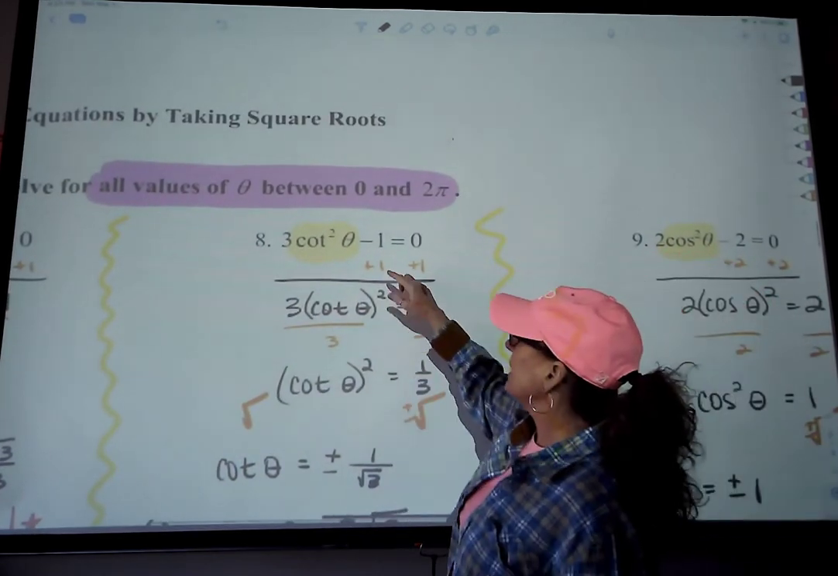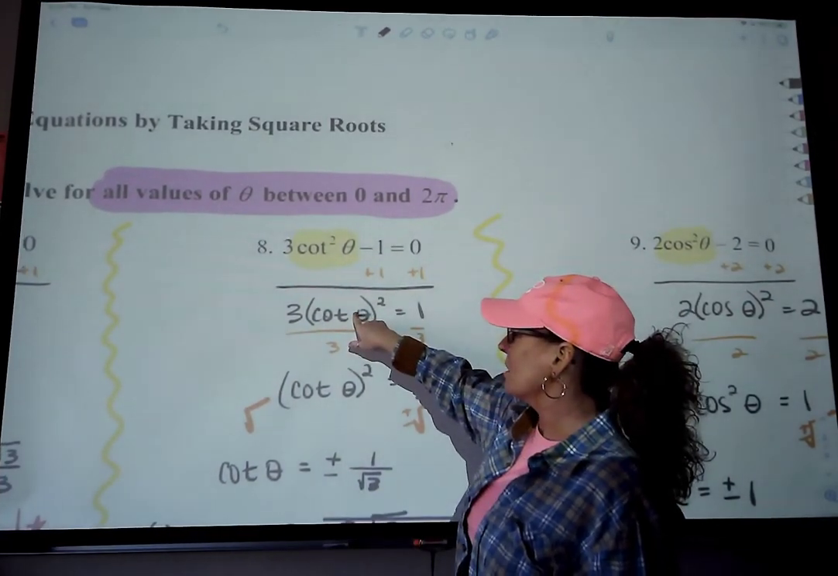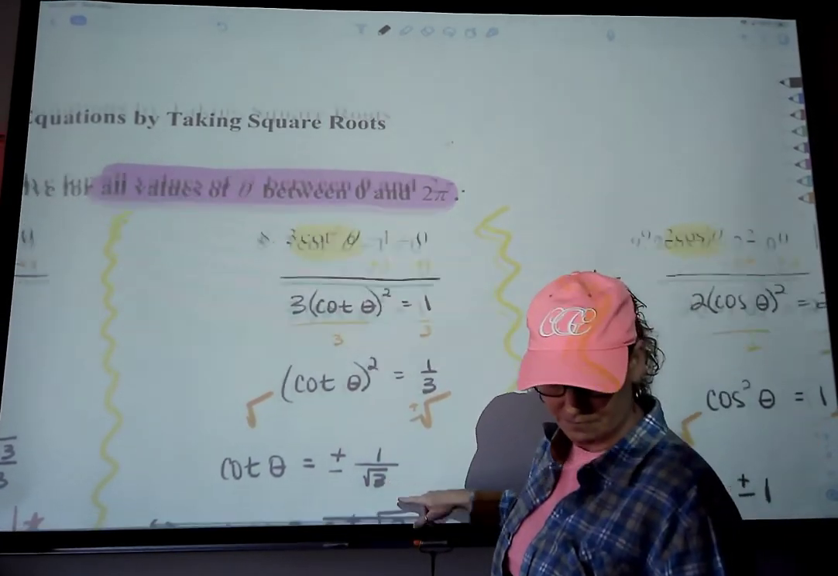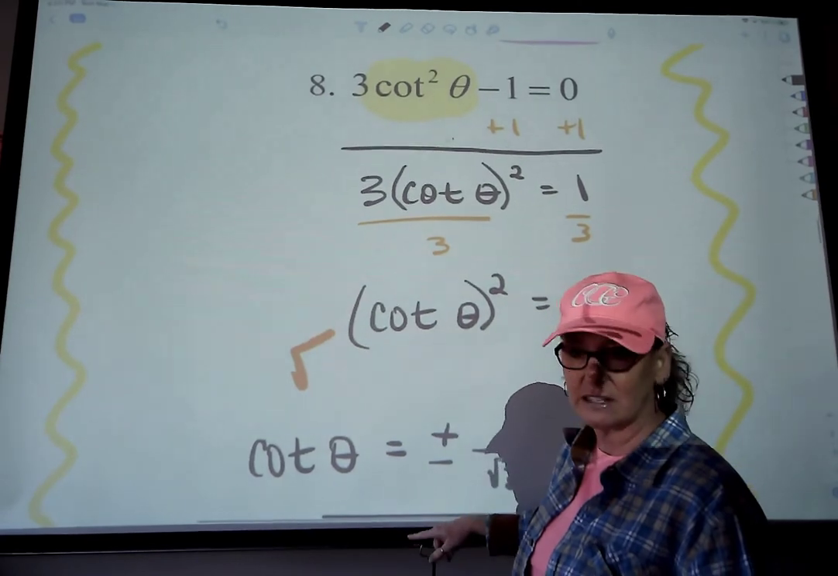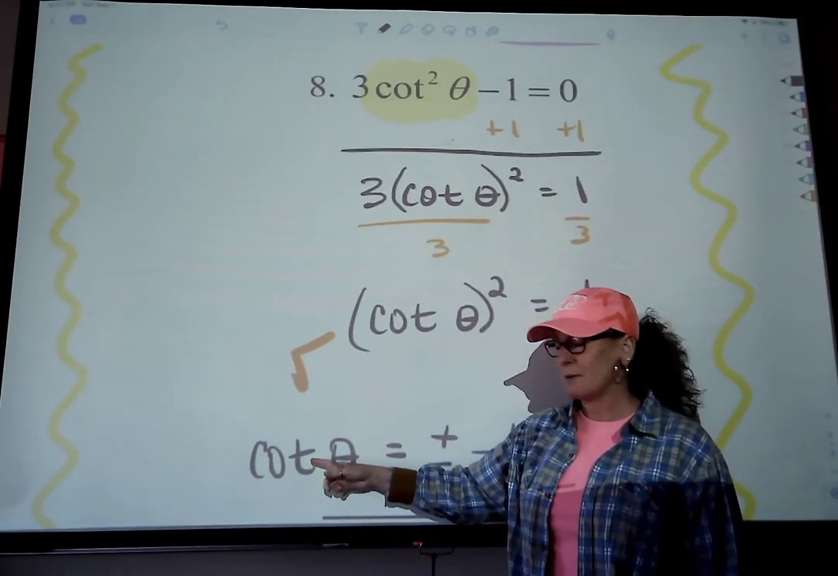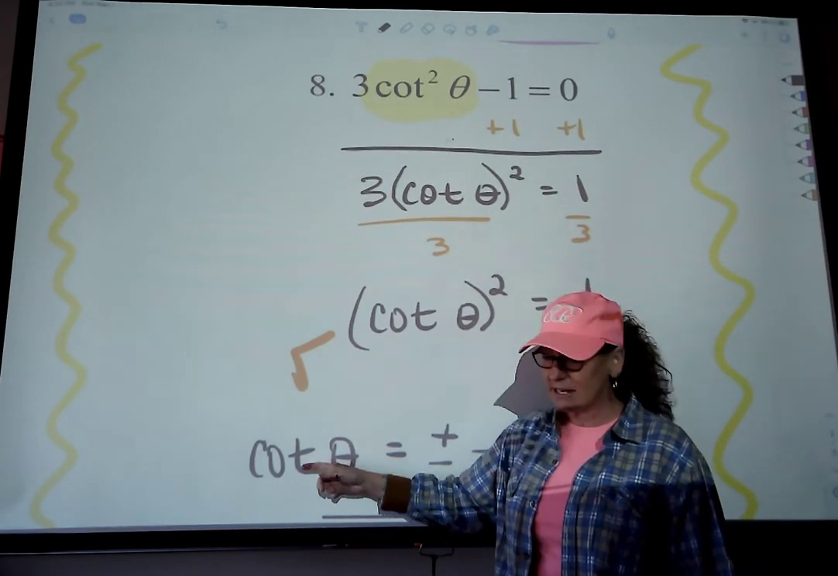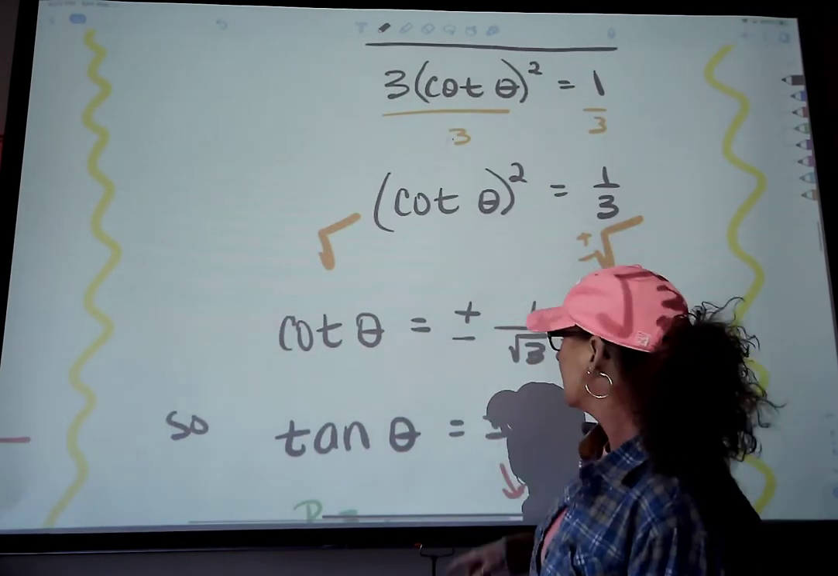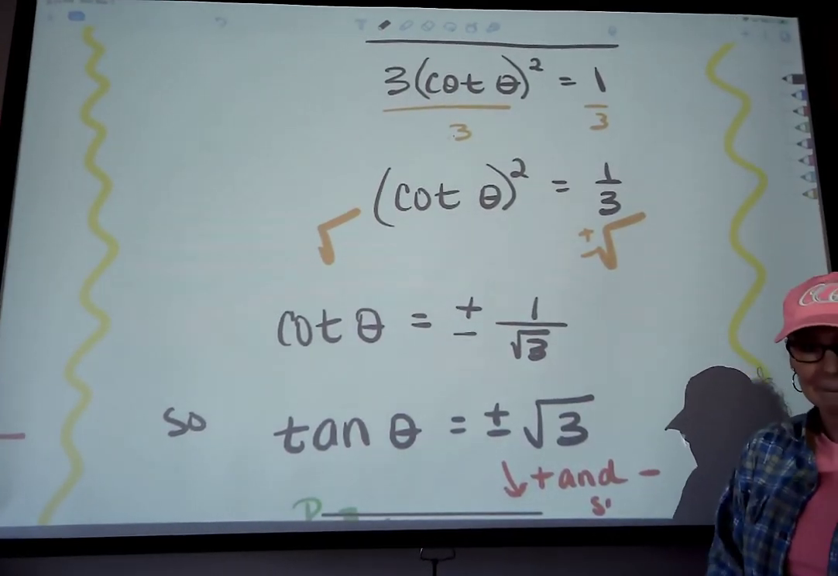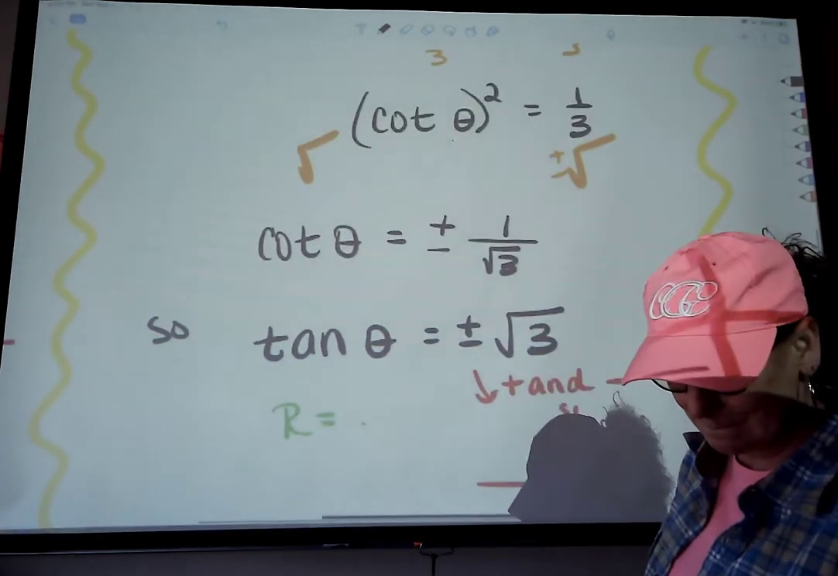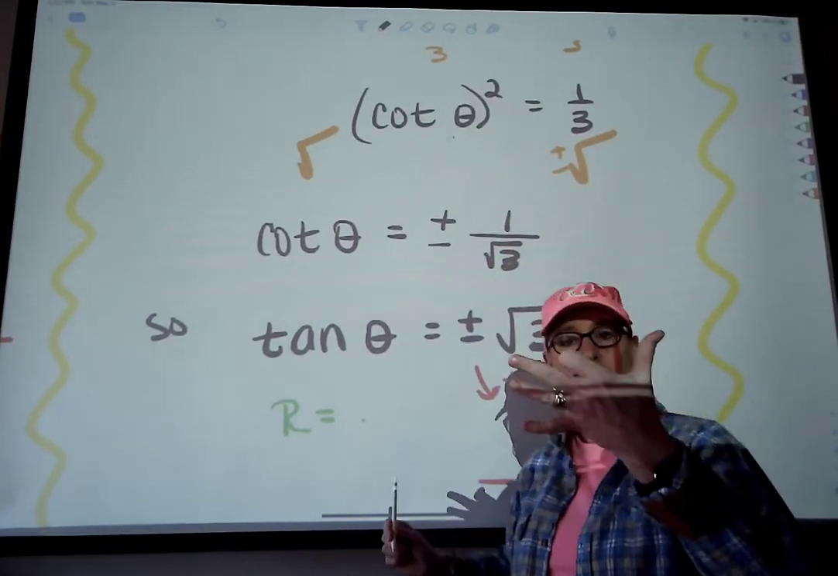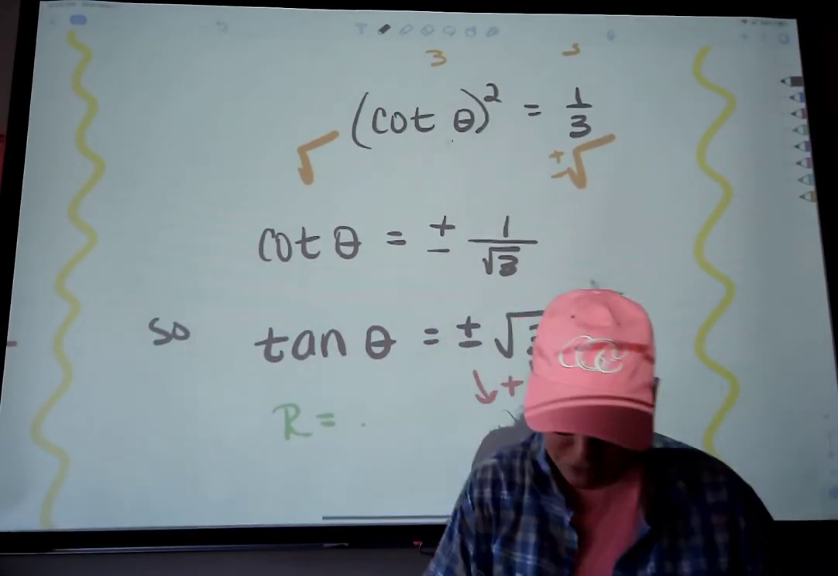Alrighty, so again, I'm going to isolate. I rewrote. I'm going to divide by 3. I square rooted. Right? Y'all can do all that. That's easy. I said, ooh, I don't like cotangent. I upside downed it. I upside downed cotangent and got tangent. I upside downed this fraction and got radical 3. So, an angle that has a tangent fraction of radical 3, that's going to be pi over 3.